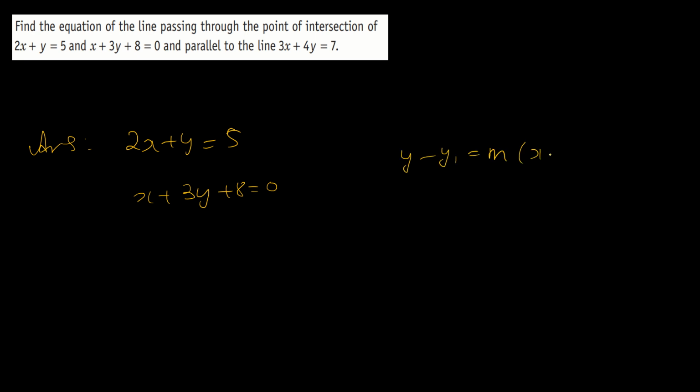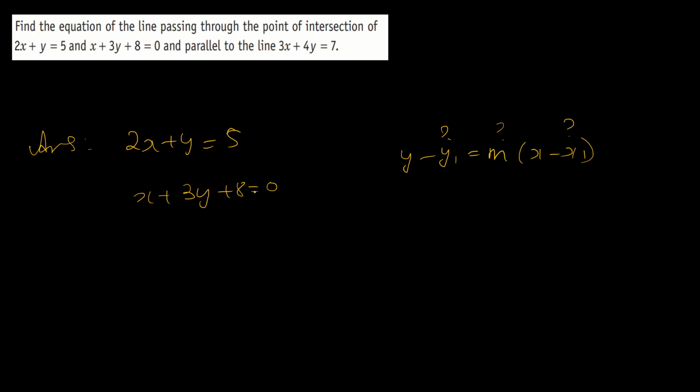Find the equation of the line passing through the point of intersection of 2x + y = 5 and x + 3y + 8 = 0. Okay, we have to find the equation of the line, but the problem is that the equation of the line we know is y - y1 = m(x - x1). Here, what are the unknowns? y1 is unknown, x1 is unknown, m is unknown.